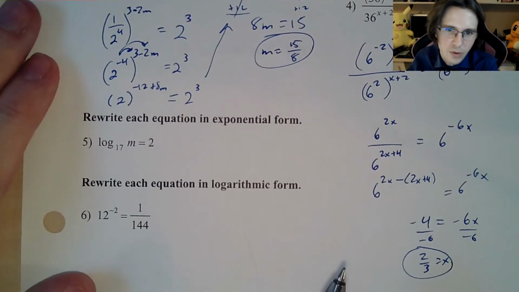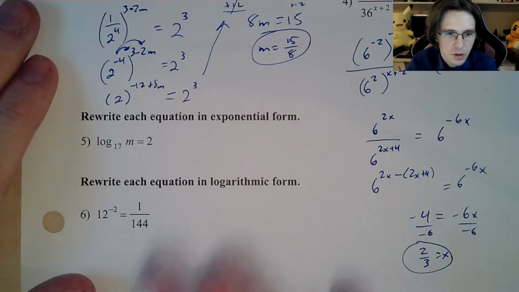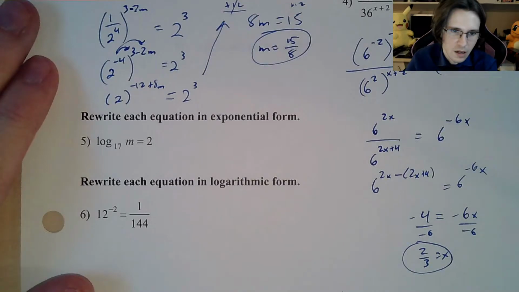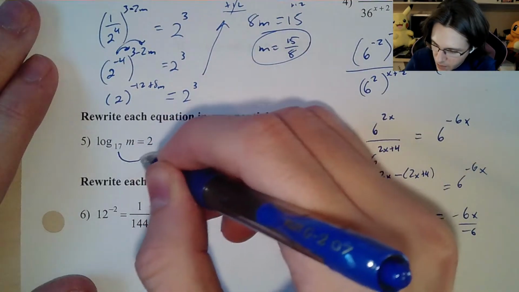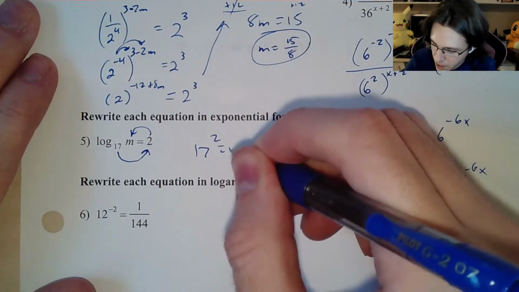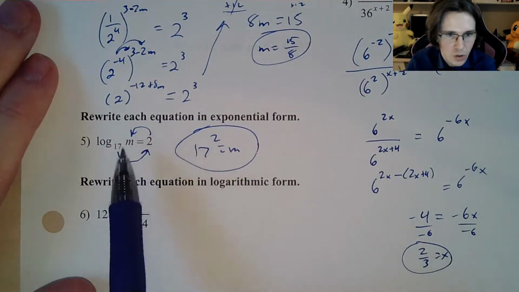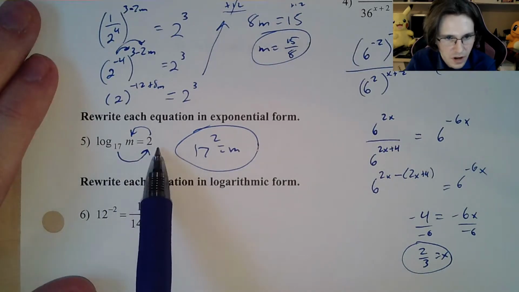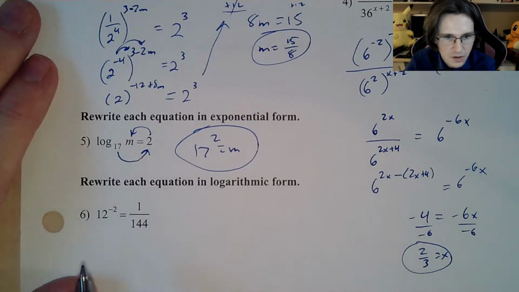All right, now rewriting each question in exponential form. These are supposed to be freebies. I really expect every single student to get these. They are 2-second questions. We just do that base to this power equals the inside. 17 squared equals m. Whole problem. You always start with this guy, he's our base. This guy's our exponent. That's our answer.